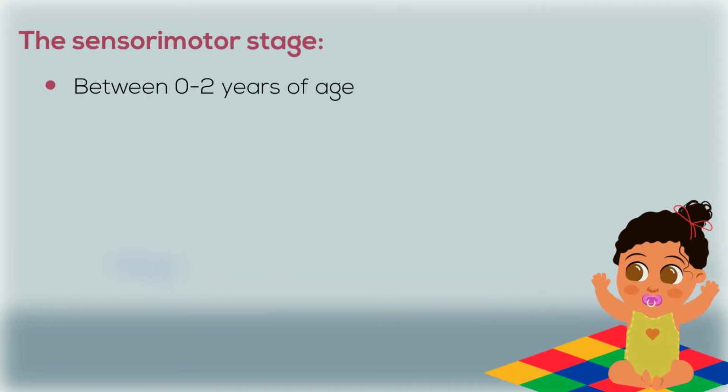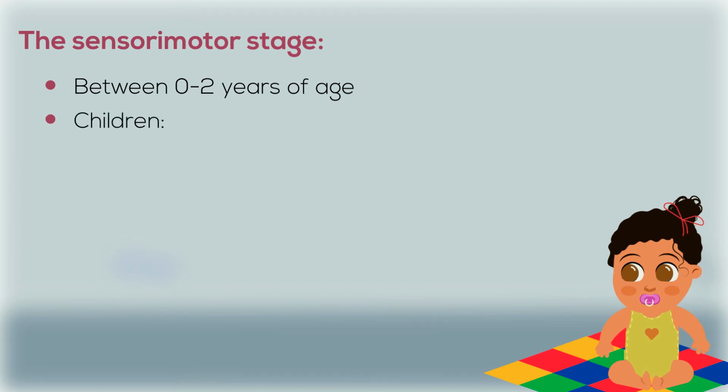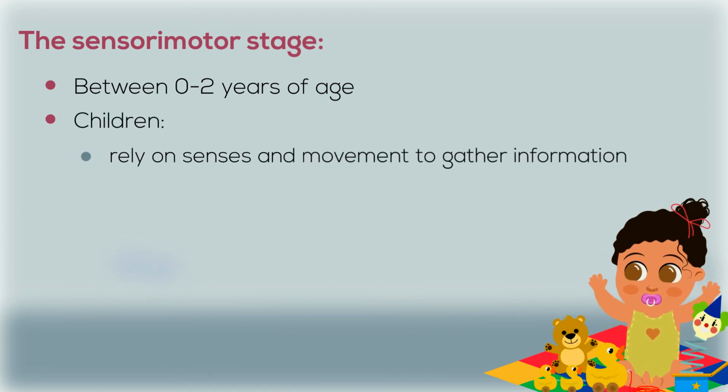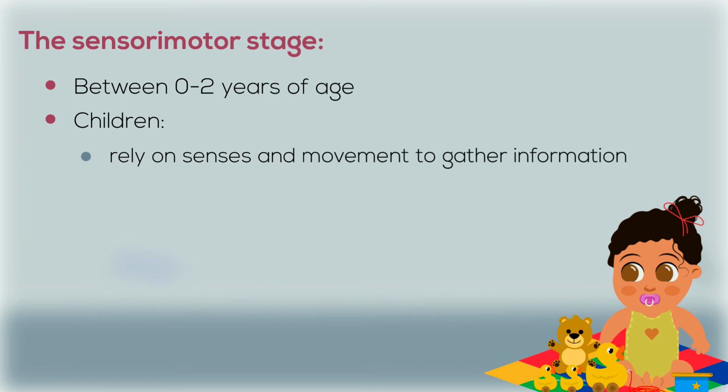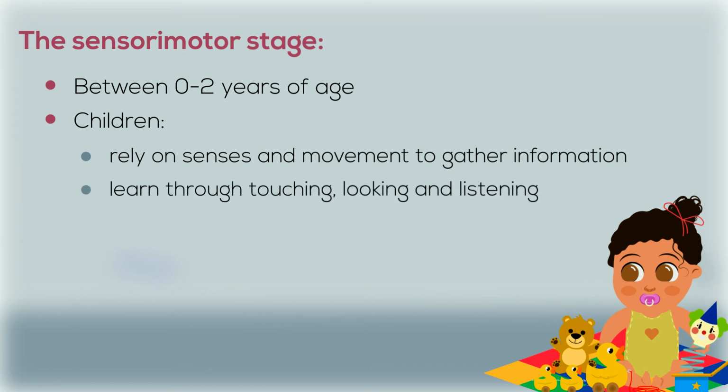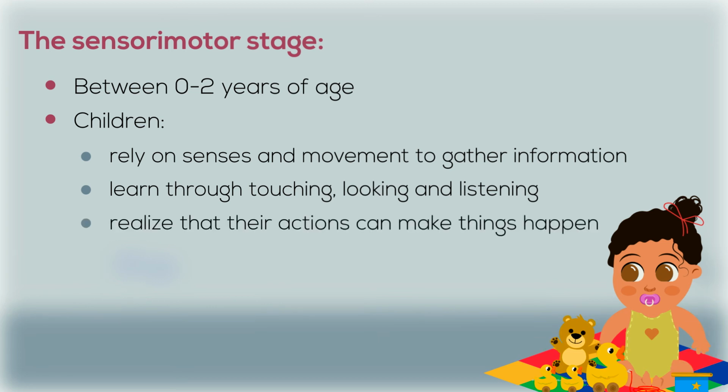The sensory-motor stage between 0 to 2 years of age is when children rely on senses and movement to gather information about the world around them. They learn through touching, looking, and listening. They realize that their actions can make things happen in the world around them.